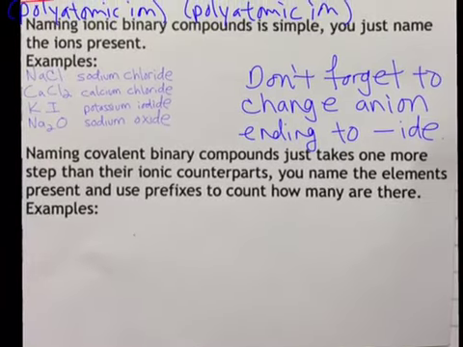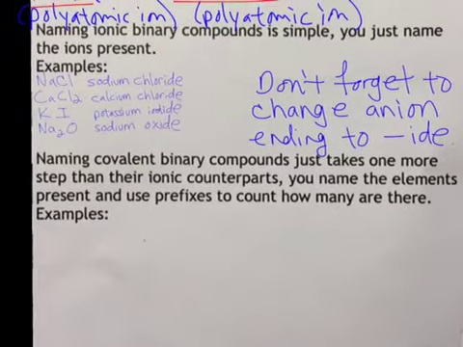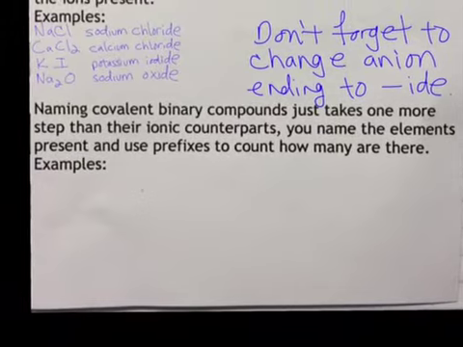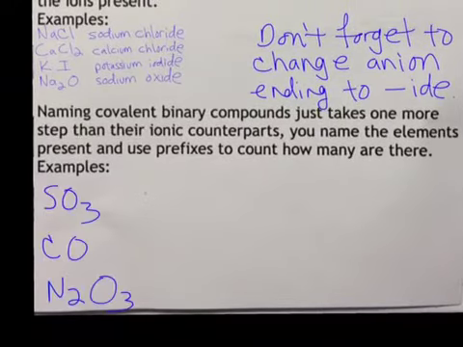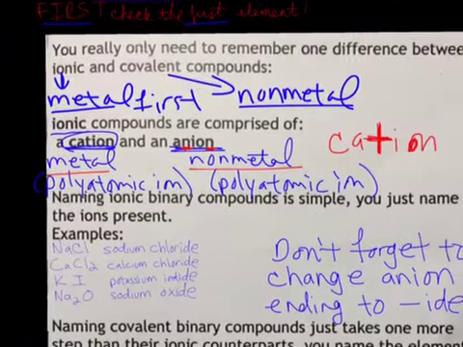We're going to name the elements and then use prefixes to count how many there are. All right, so here's some examples I'm going to put up here. So our first example, I'm looking at the first element. First things first, look at the first element. What is it? Is it a metal or a nonmetal? Well, we have to see where it is on the periodic table. Where is it?